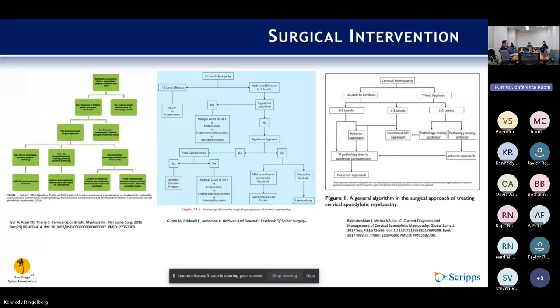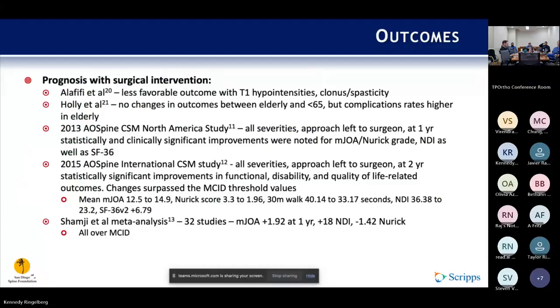There are lots of workflows for how to decide on a treatment strategy for patients with cervical myelopathy. Again, I think the important thing is to point out that it's dictated by the patient's anatomy, any deformity or instability that's present, and the number of levels involved, which will ultimately determine your approach and strategy.